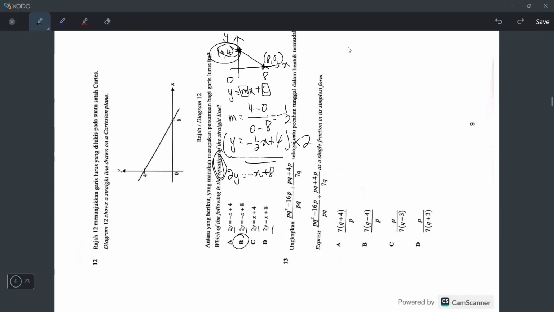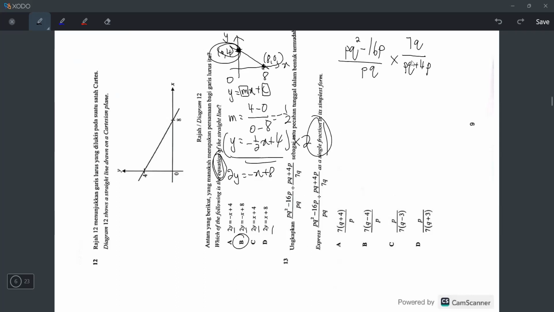Same thing, I will write the soalan here because it's very hard to see. It's already terbalik. So PQ square minus 16P over PQ, divide. Let's change to times lah. And then terbalikkan 7Q atas PQ plus 4P. Okay, why I change to times? Because I already know divide memang can tukar times, and you terbalikkan these two. So I do it terus lah. So express this one as a single fraction.